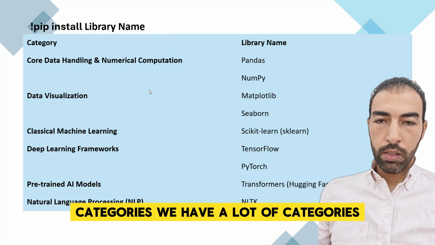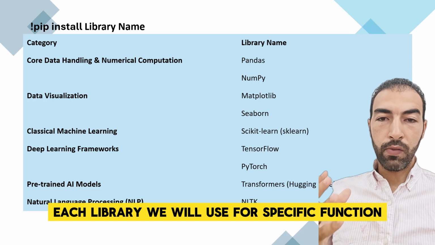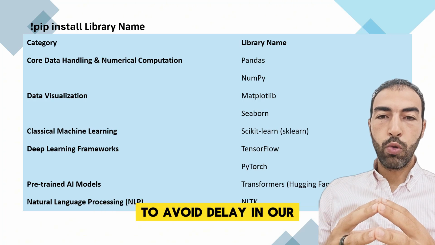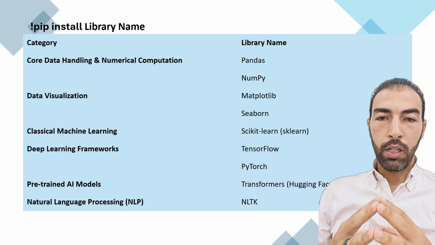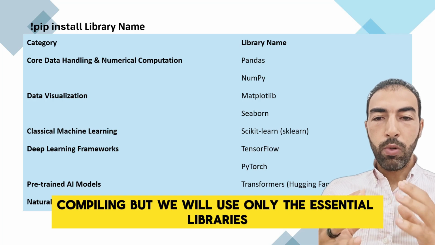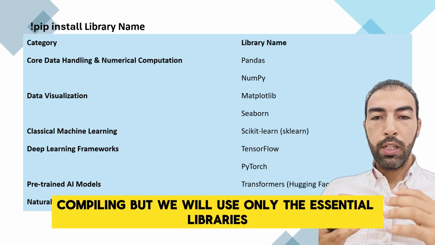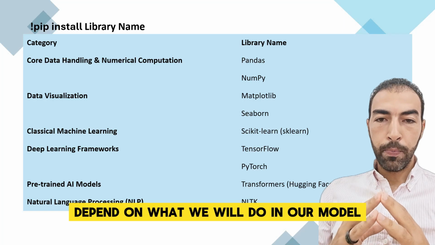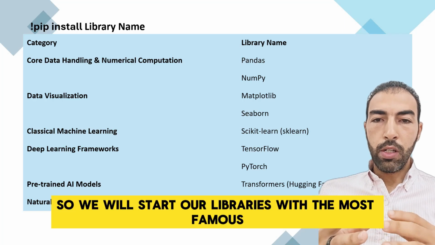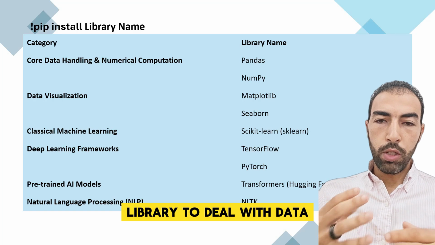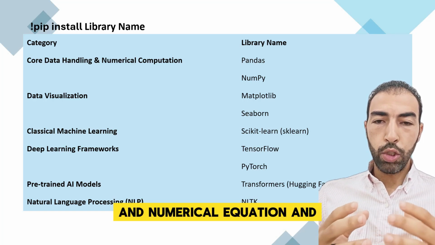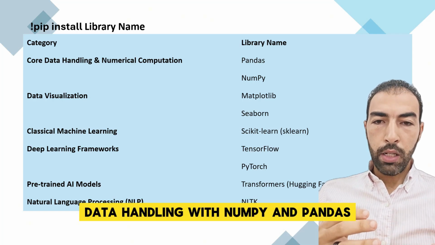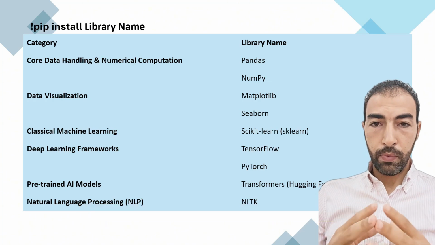We have a lot of categories. Each library is used for a specific function. We will not import all libraries, to avoid delays in compiling, but only the essential libraries, depending on what we will do in our model. We will start with the most famous libraries for dealing with data and numerical equations and data handling: NumPy and Pandas.